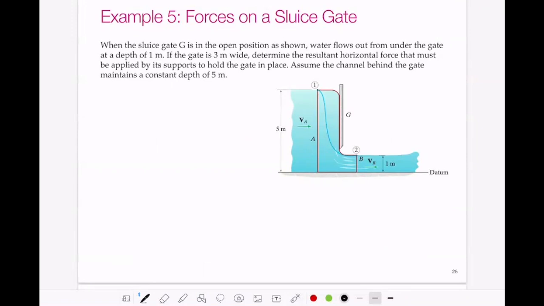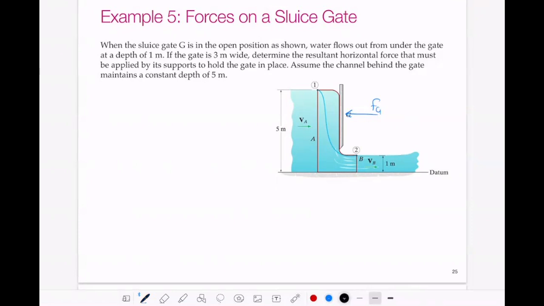So in this example, we have a sluice gate located at G, and it's in the open position. Water flows out from under the gate at a depth of 1 meter. If the gate is 3 meters wide, determine the resultant horizontal force that must be applied by its supports to hold the gate in place. Assume the channel behind the gate maintains a constant depth of 5 meters. So basically, what is the reaction force Fg that's going to hold that gate in place?